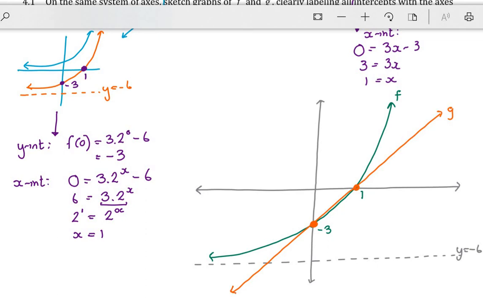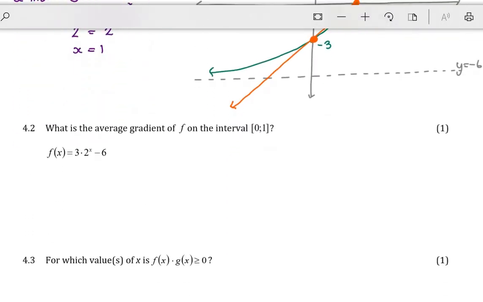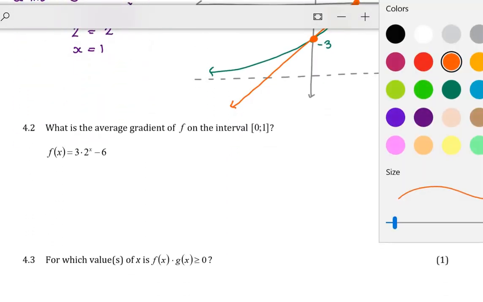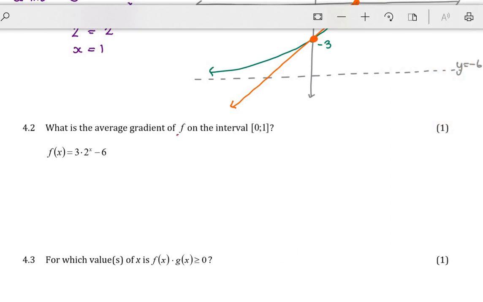And there we go. I've labeled my asymptotes, I've labeled my intercepts. Looks perfect. Okay, next question says, what is the average gradient of f, which is my hyperbola, on the interval 0 to 1? Now, first of all, what does on the interval 0 to 1 mean? That means from x is equal to 0 to x is equal to 1.